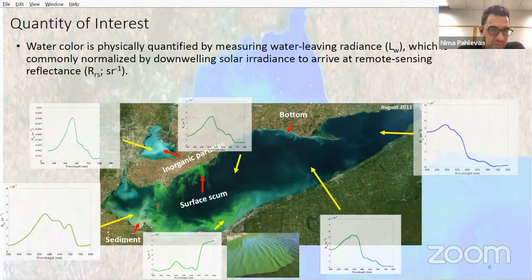You move further to the west, where there's a high concentration of sediment in the water due to resuspension events and wind events. You see the corresponding spectrum showing a higher amount of reflectance, or photons coming out of water, in the red and green portion of the spectrum, indicating that there is potentially a significant amount of particles in the body of water.